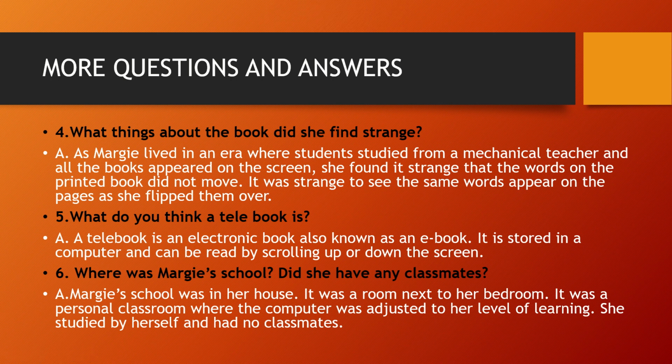So, where was Margie's school? Did she have any classmates? Answer: Margie's school was in her house. It was a room next to her bedroom. It was a personal classroom where the computer was adjusted to her level of learning. She studied by herself and had no classmates. So it is very interesting.